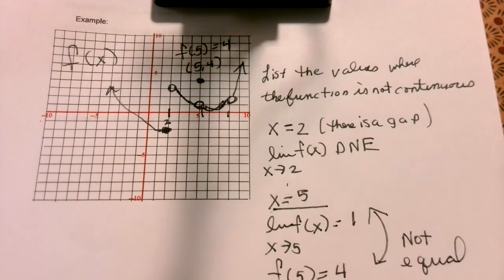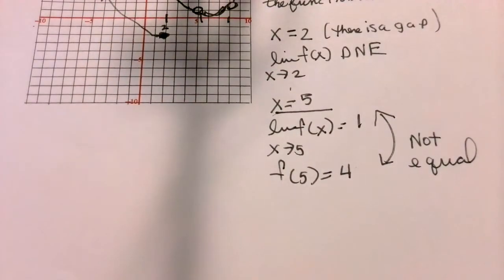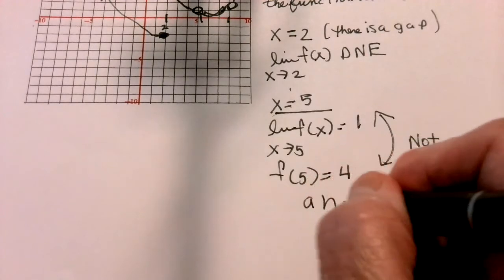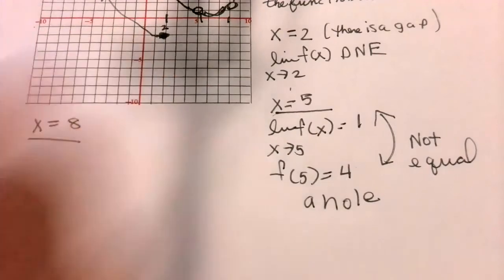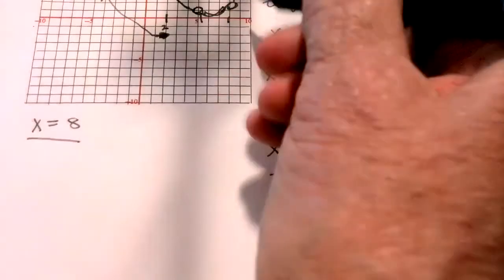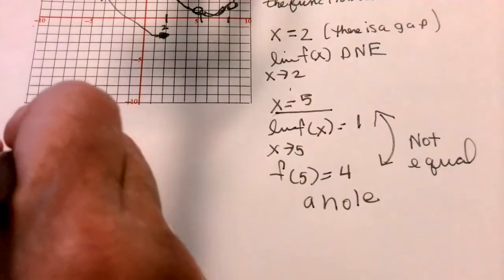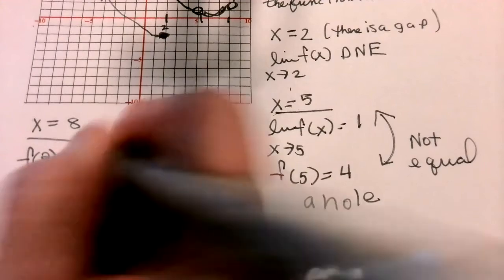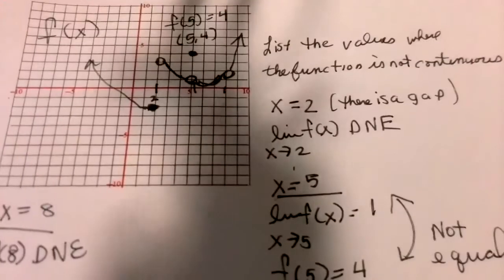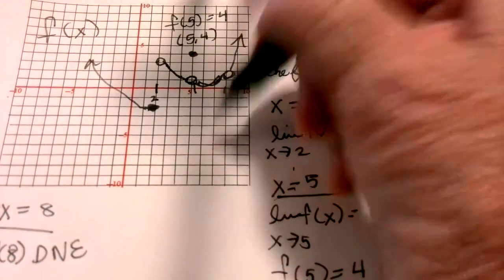Because the limit has to exist, but it also has to be equal to the function value. And you'll also notice that there's a hole there. Okay, let's look at x equal 8. At x equal 8, so we're looking right here, and there is a hole there. But f of 8, in this case, does not exist, because if you look, there is no solid dot. Where x equal 8, there is no solid dot anywhere on here. There's just a hole. So that means the function is not defined there.